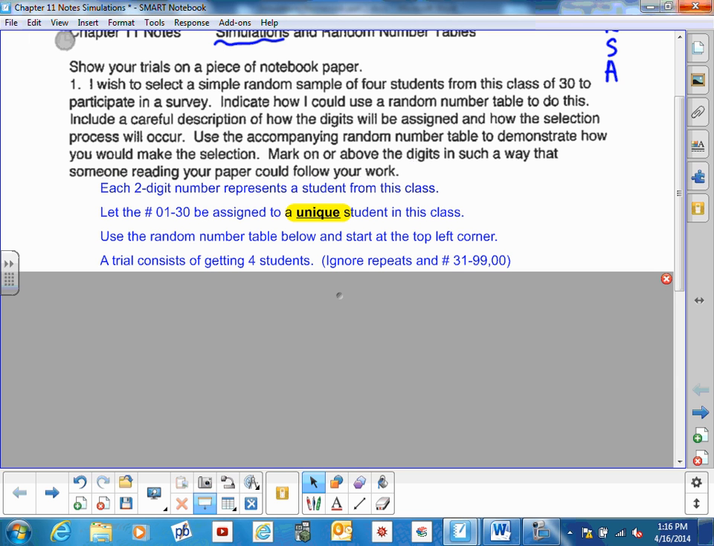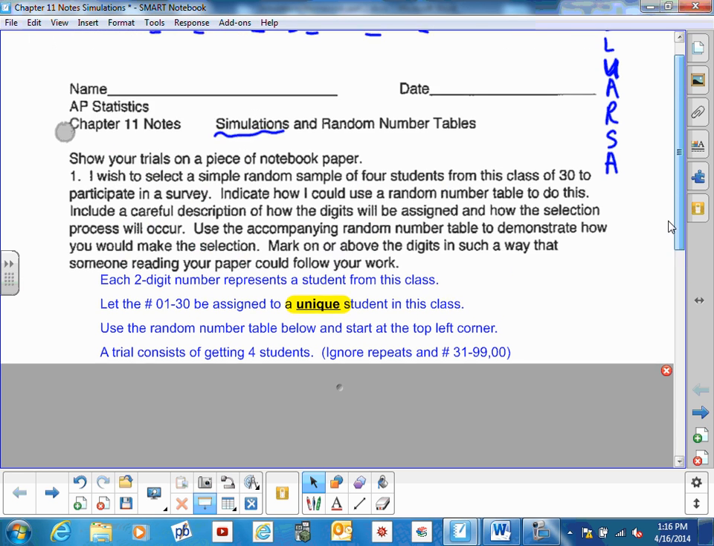Why do I need to ignore repeats in this case? What if I get 19 twice? What happens? Yeah, it's not unique. Correct. If I get 19 twice, that's the same person. I haven't picked an additional person, so I have to ignore a repeat. Good. All right, let's see what's next.